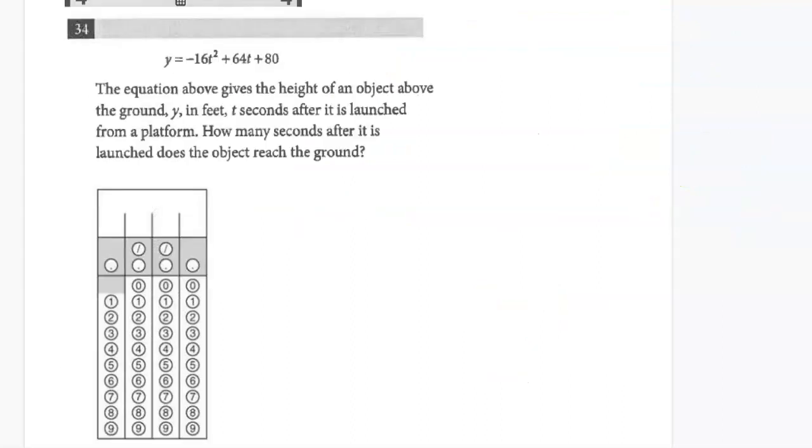All right, number 34. It looks like we have a quadratic, because I see a t squared up there as the biggest exponent. The equation above gives the height of an object above ground, y. So this y represents the height, and t is seconds after its launch, so wherever I see the t, those are seconds. You could make a little t chart if you wanted to. How many seconds after it is launched does the object reach the ground?